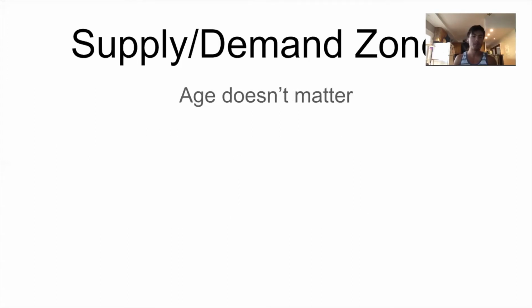Age doesn't necessarily matter. What does matter is how many times it's been tested and how many times it's been broken. Basically, if it's been broken more than 0 times, it's weak. If it's never been broken, it's strong. That's really the only thing you need to keep in mind.